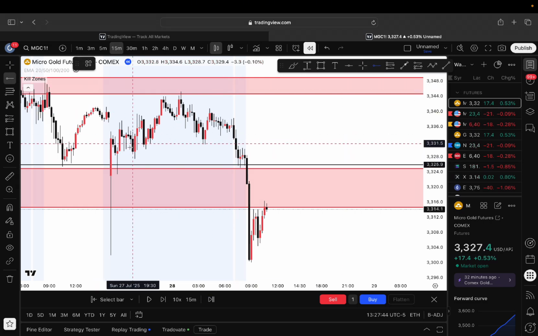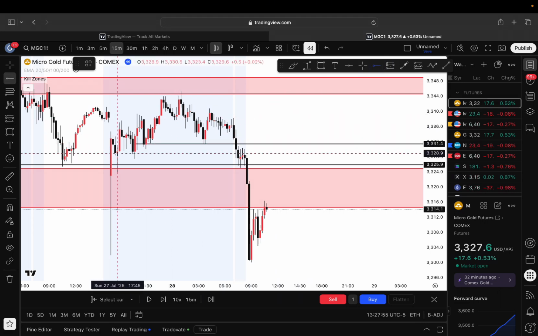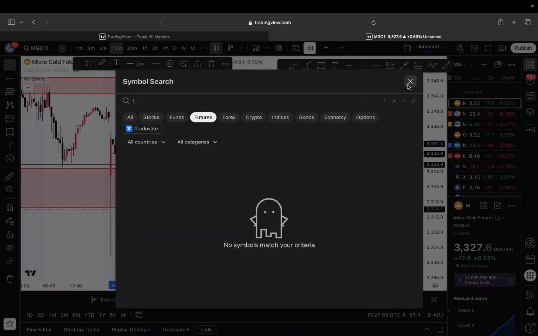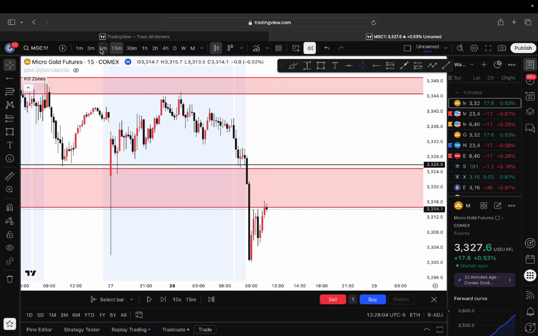If we were on a push to the upside for a little bit, what do you see? We swept this low, and we also swept this low as well. We swept both of those lows. So we're like, all right, we're definitely going for sales.